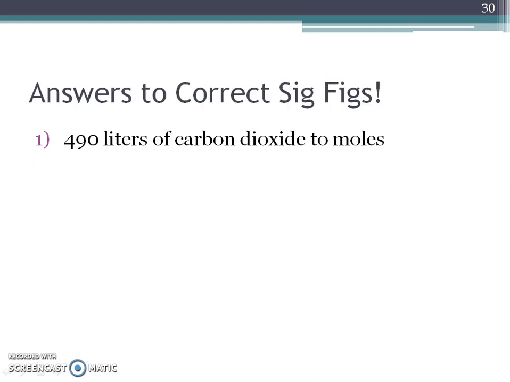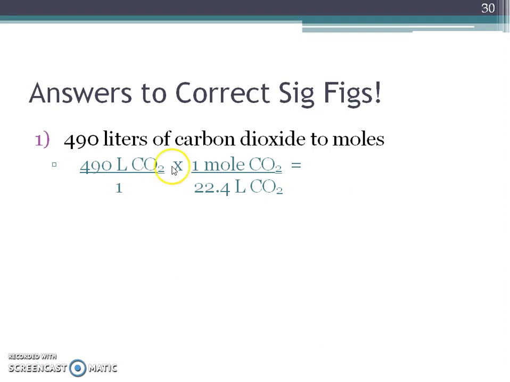So number 1, and again, go to the correct sig figs. Hopefully you saw that 490 is actually 2 sig figs. So we're going to work from liters to moles. There's the setup. If you don't have that, now work it out. And I always like to say, do the mathematics in order. 490 divided by 1 times 1 divided by 22.4. This way, I know you know what multiplying and dividing by 1 is. I get that. But this way, you know at the end, you're truly dividing by the 22.4.